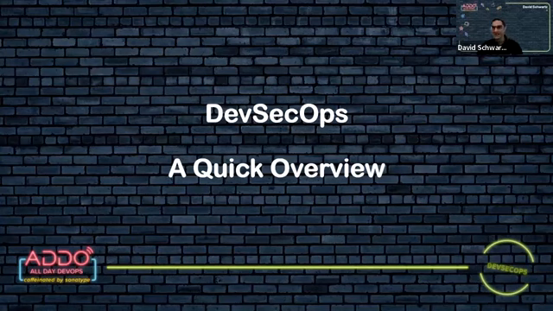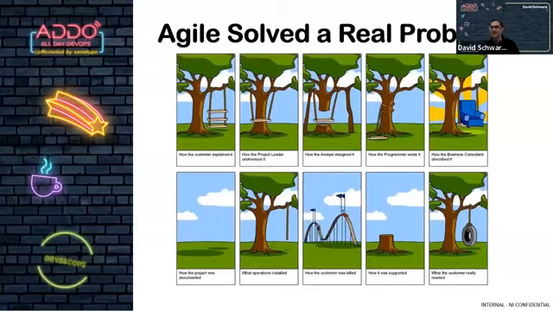Threat modeling and DevSecOps. To do that, we really need to take a step back and understand DevSecOps and where it came from. So I'm going to give a quick overview. And to give an overview on DevSecOps, you really have to start at the beginning, which is Agile. Agile really solved a very large real-world problem.